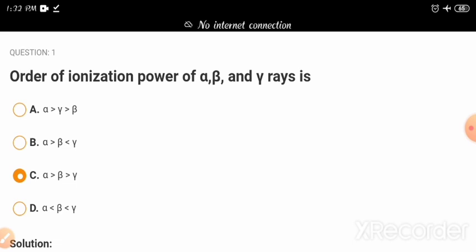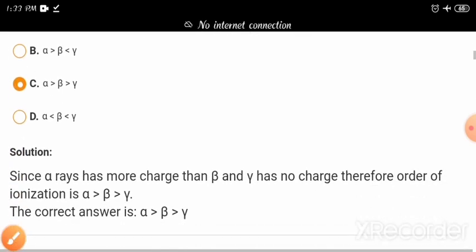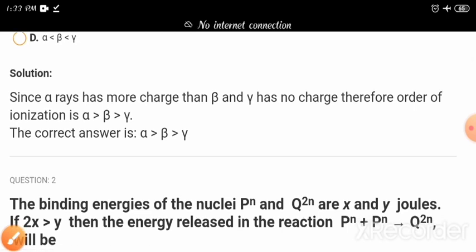Now the question number 1: order of ionization power of alpha, beta and gamma rays is. The correct option is option C, that is alpha is greater than beta and beta is greater than gamma. That's why option C should be the correct answer. Now friends, the solution is also given.